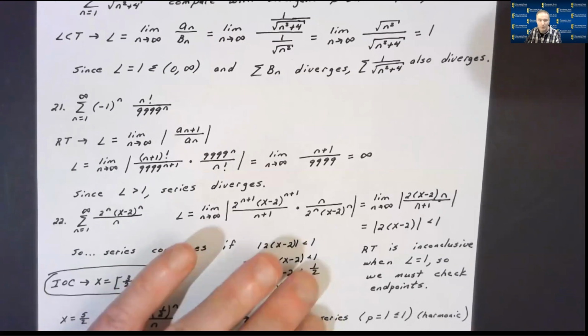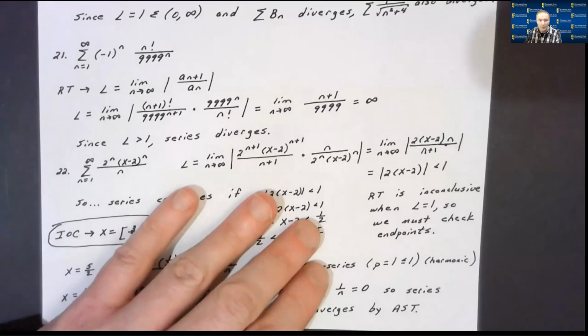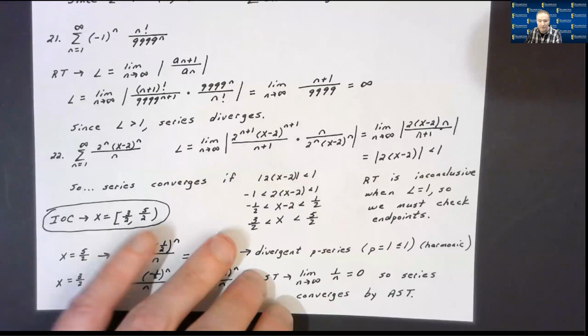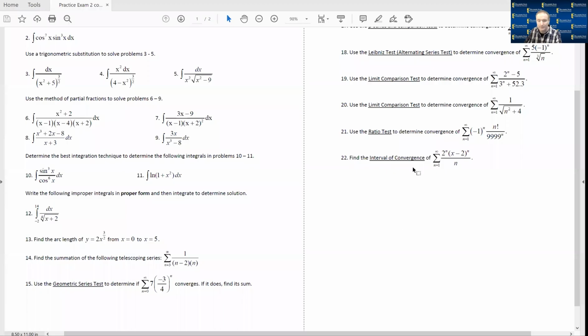For number 21, gorgeous problem. We have the ratio test. Whenever we're looking at what we're supposed to do with this one, just use the ratio test to determine the convergence of the summation of (-1)^n times n factorial over 9,999 to the nth power.